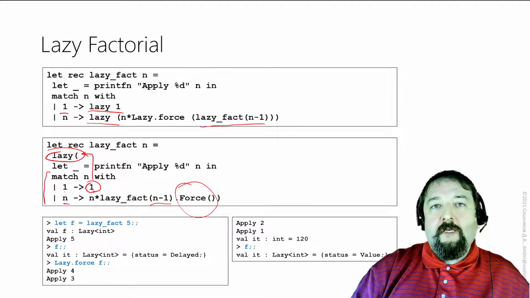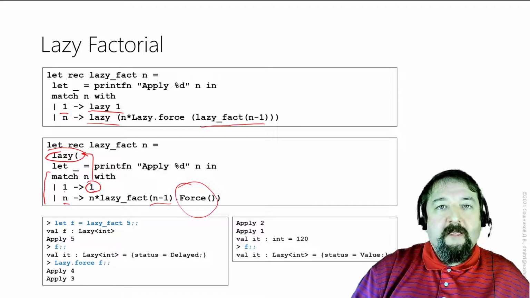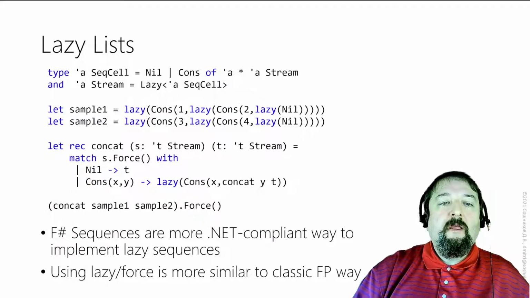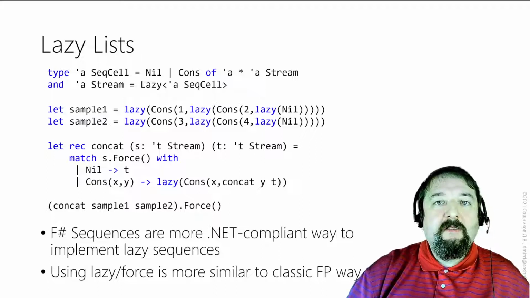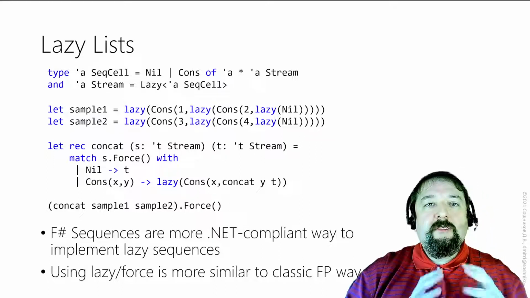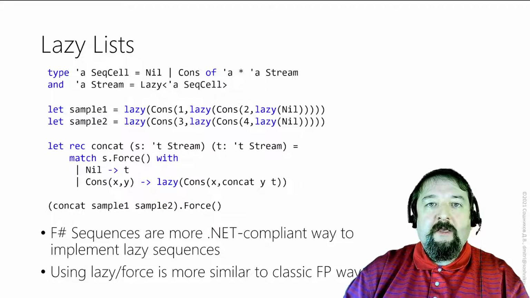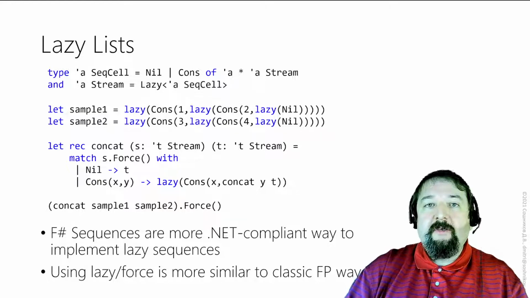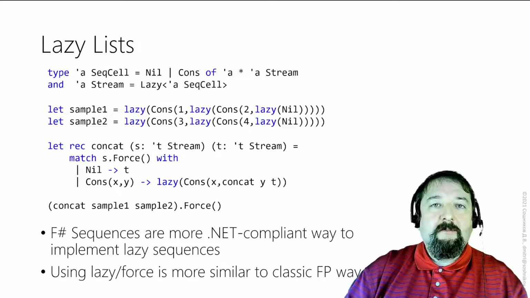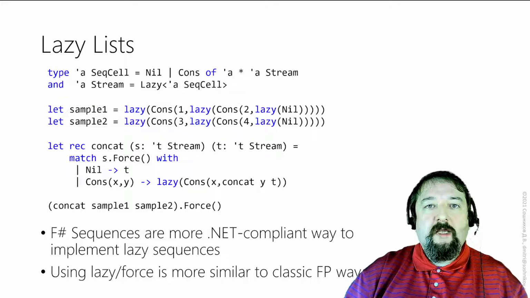But there is probably not much use in defining lazy factorial, but there are cases when laziness comes in very useful. Another interesting example is lazy lists. The way sequences are implemented in F sharp is somehow not really functional, because I have already explained that sequences rely on generators.